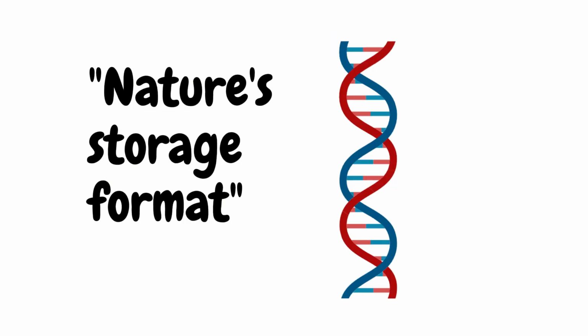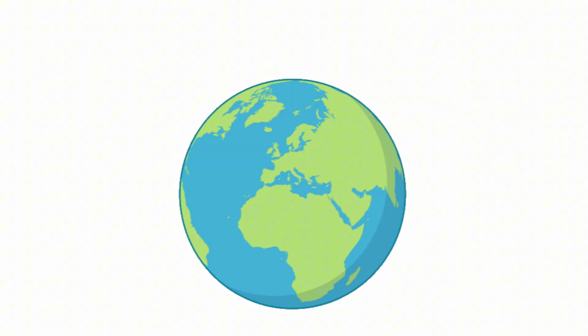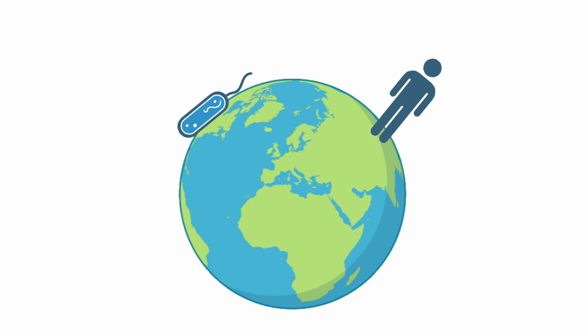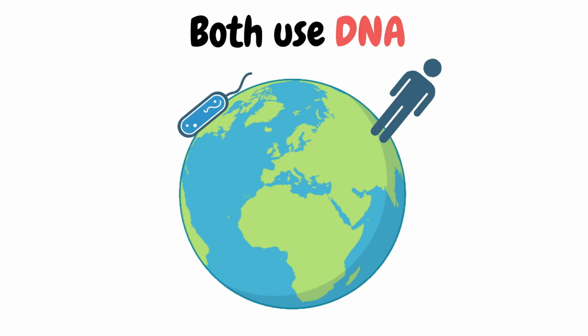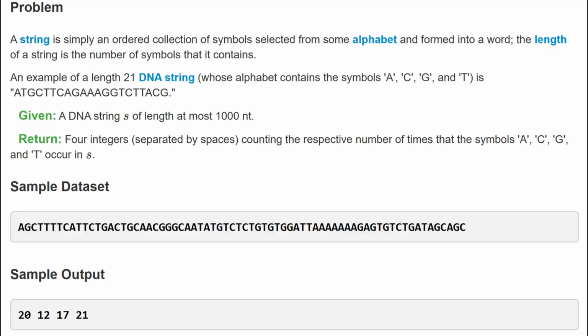DNA is nature's storage format. Nearly every organism on Earth, from bacteria to humans, encodes its entire genome using these four letters. In this problem, Rosalind gives us a DNA strand and asks one of the most fundamental analytic questions in bioinformatics: how many A's, C's, G's, and T's does it contain? It sounds simple, but this is the foundation of nearly every genomic pipeline.